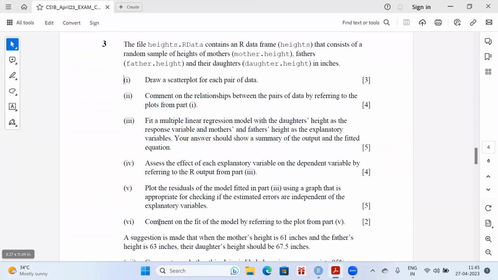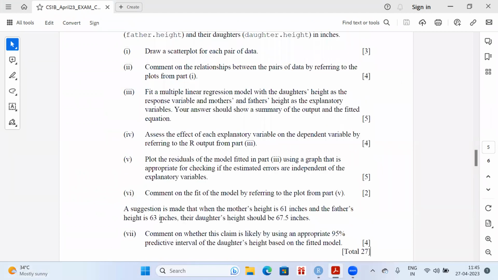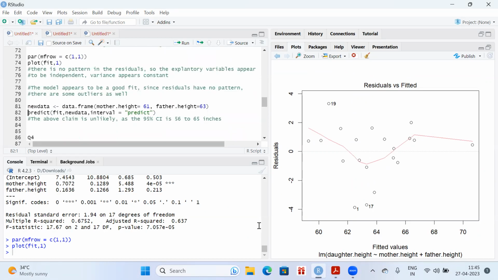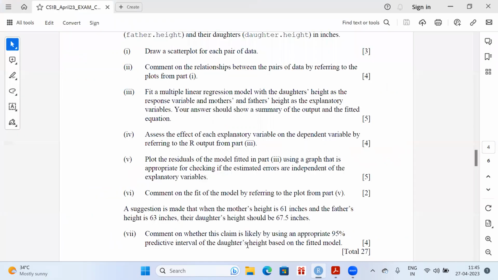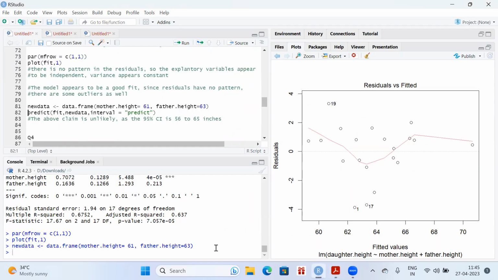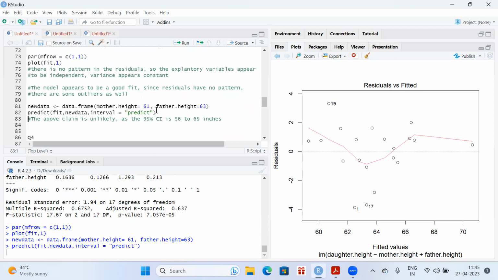Okay. A suggestion is made that when the mother's height is 61 and the father's height is 63, the daughter's height should be 67.5 inches. So new data: mother height 61, father height 63. Predict fit, new data, we have to predict a 95% predictive interval. So predict new data, interval is equal to predict.